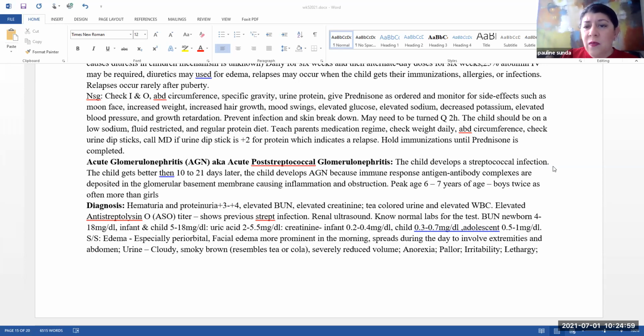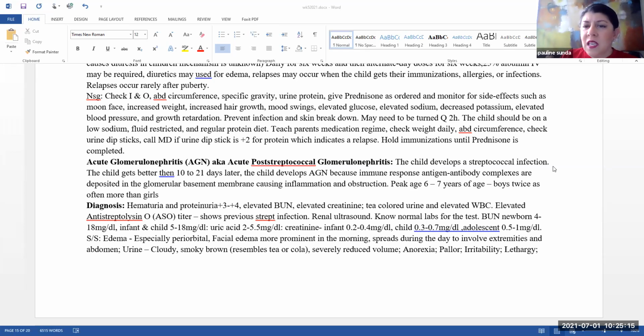Prevent infection and skin breakdown. They may need to be turned every 2 hours because of the edema that can cause an increase in skin breakdown. The child should be on a low sodium, fluid restricted, and regular protein diet.